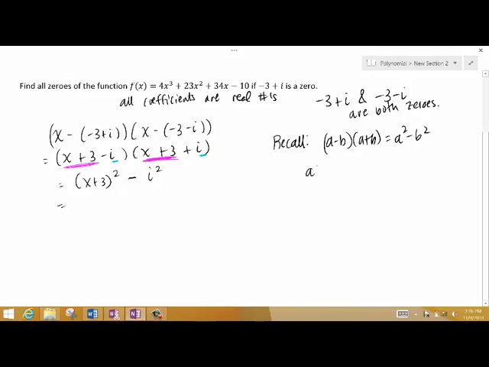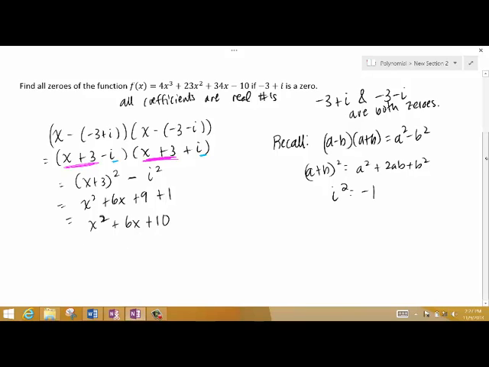I also know that a plus b quantity squared is a squared plus 2ab plus b squared. So this is x squared plus 6x plus 9, and we also know that i squared equals negative 1. So this becomes minus negative 1, or plus 1. I can rewrite this as x squared plus 6x plus 10. So I know that my polynomial f of x equals 4x cubed plus 23x squared plus 34x minus 10 has this quadratic term as a factor.